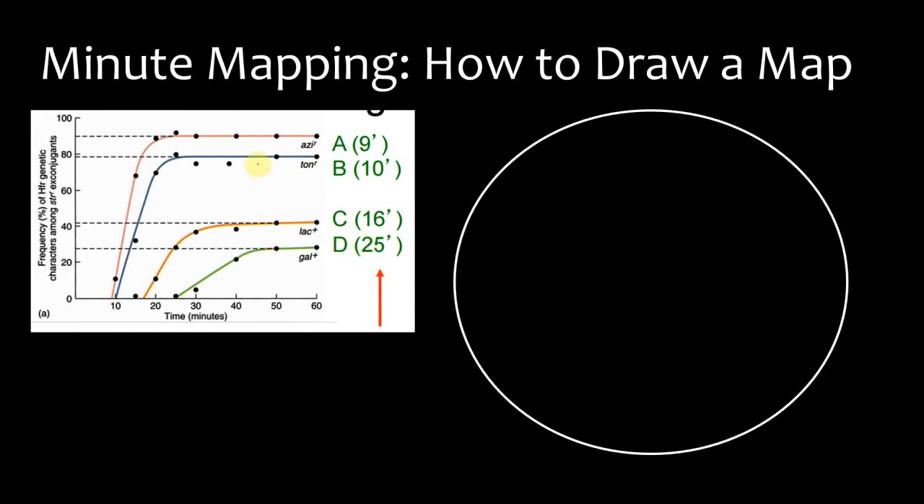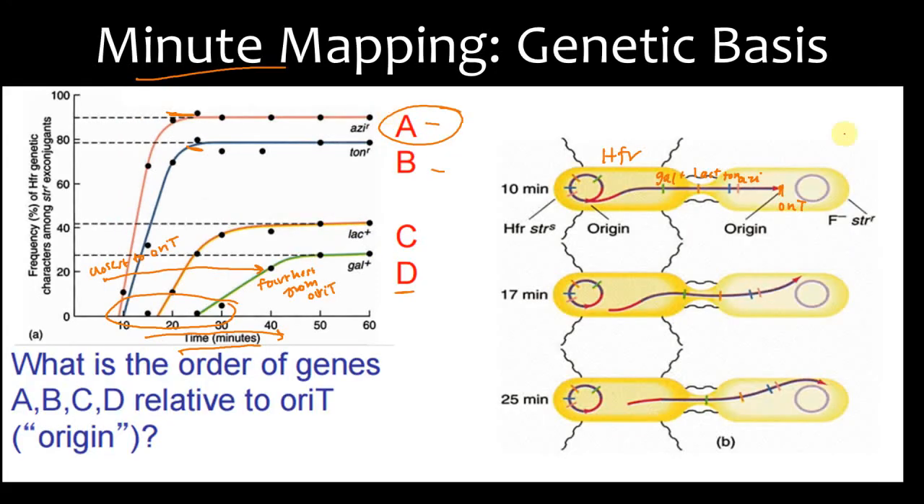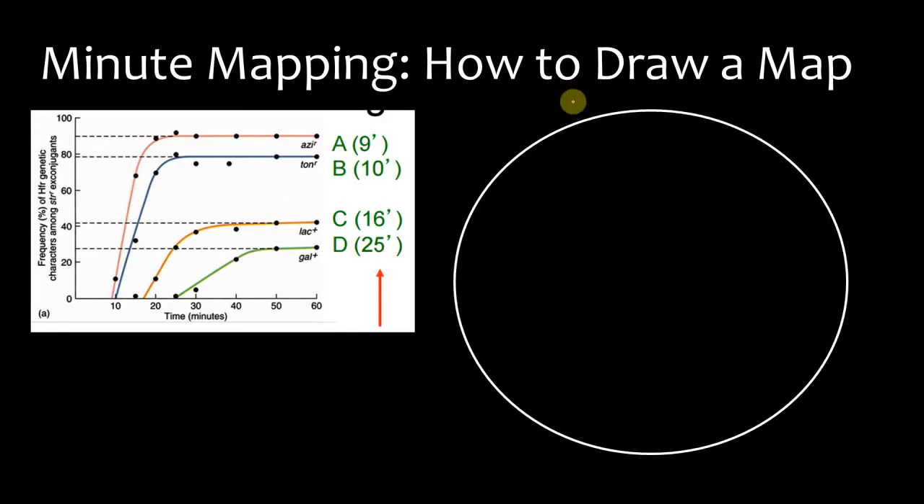So how do you do minute mapping? Minute mapping is where we figure out, like we looked at over here, but instead of on a line, on a circular chromosome, what the order of the genes is. So what I do is first I always start out writing ORIT and defining a direction, okay? So I always like to write it like this, ORIT, and I'm going to say that it's going this way.